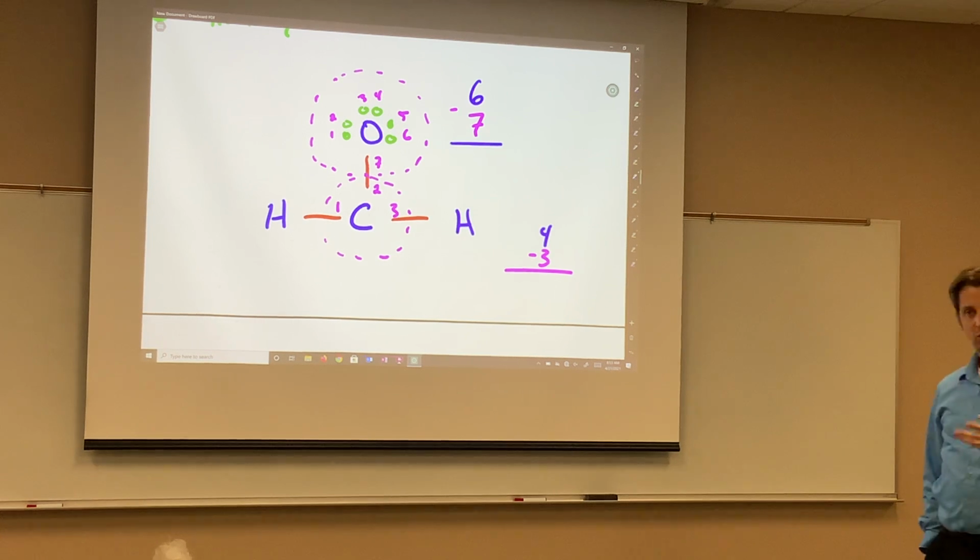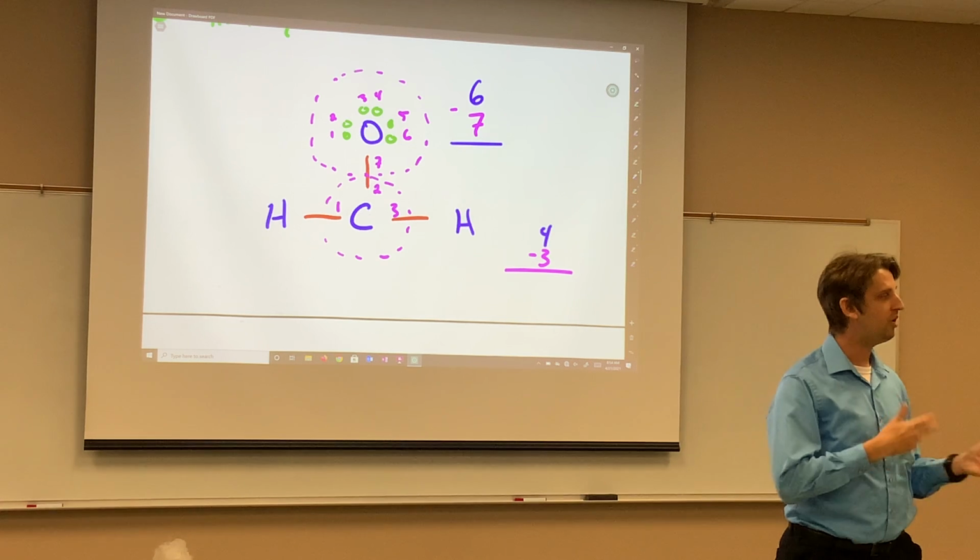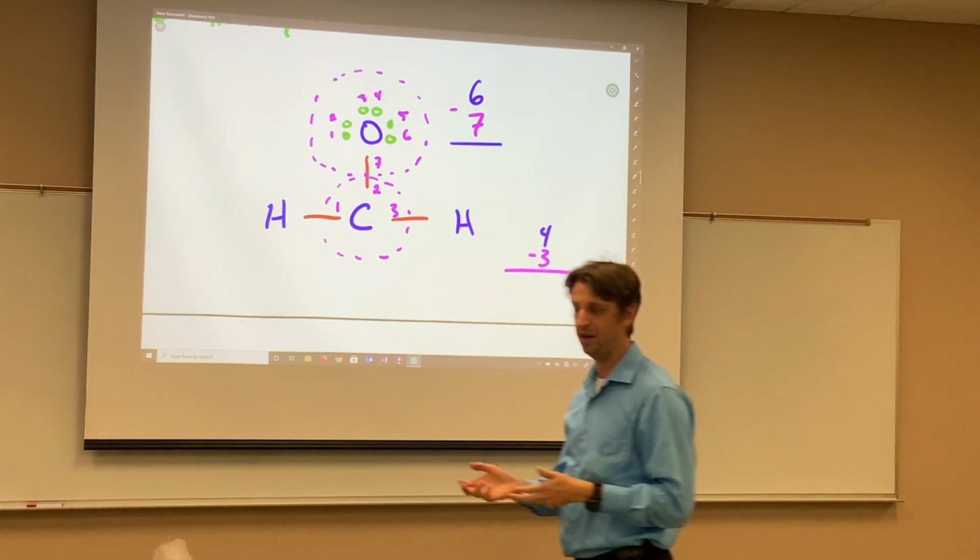Now the rule of thumb for formal charges is we want to minimize them, okay? That is, we want to try and get everything to 0 if we can.